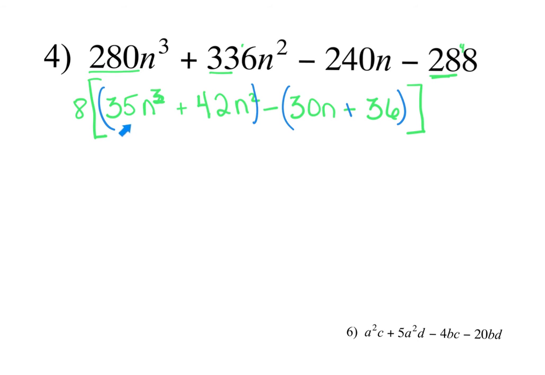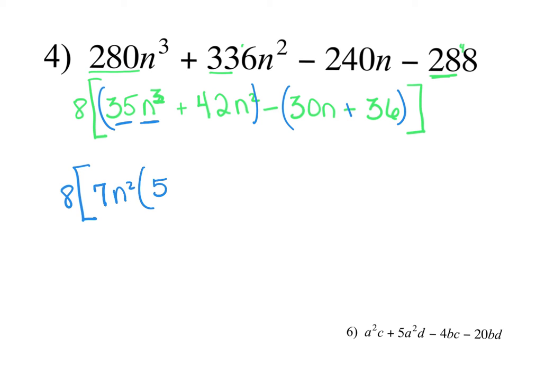Now I'm going to look at these individually. I'm going to leave my 8 right there. You'll notice I'm putting brackets so as not to confuse what's going on. All right? And then I am going to decide between the 35 and the 42 what can come out. What comes out of a 35 and a 42? 7. A 7. What about my variables? N squared. So 35 divided by 7 is what?